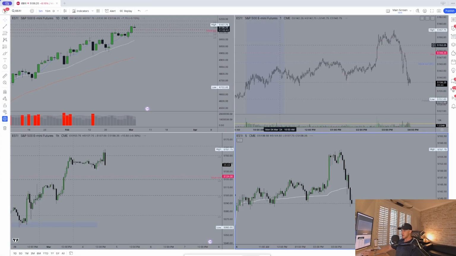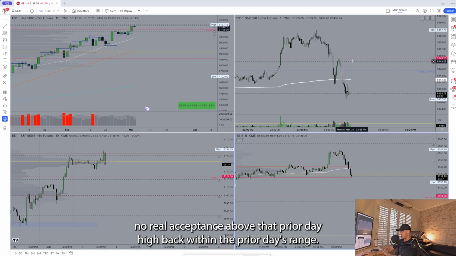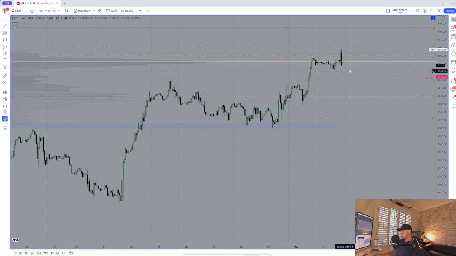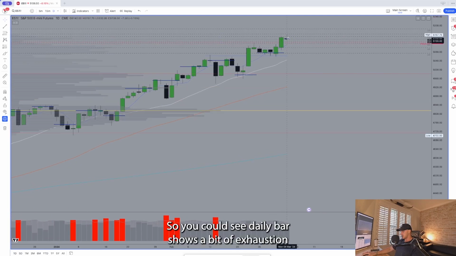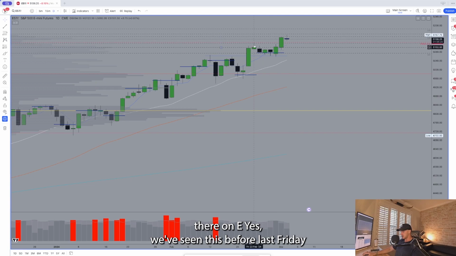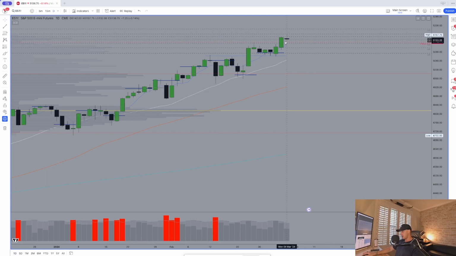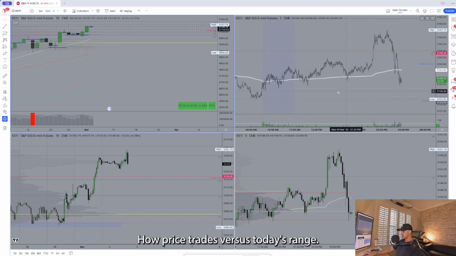Now looking at ES, very similar, right? ES did manage to break the prior day high. No real acceptance above that prior day high, back within the prior day's range. Now approach is going to be quite similar here on ES, wanting to see how price trades versus today's range. So you can see daily bar shows a bit of exhaustion there on ES. We've seen this before. Last Friday, or excuse me, 2 Fridays ago, Monday, February 12th. So not unusual to see that breakout move, a little blip above that high, fresh all-time highs, and then some exhaustion. So not an unusual pattern by any means. Just want to be watching, again, keep it simple, how price trades versus today's range.